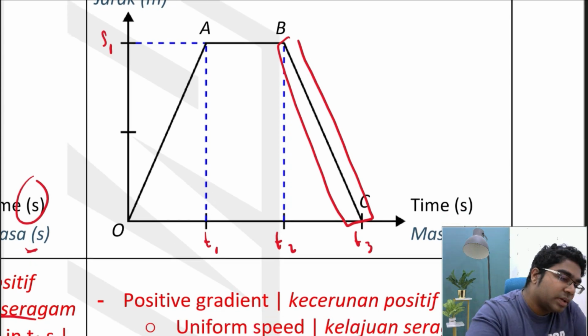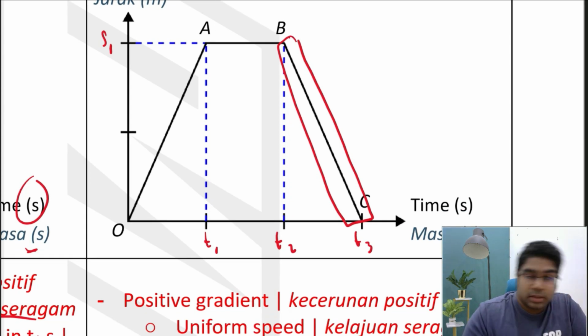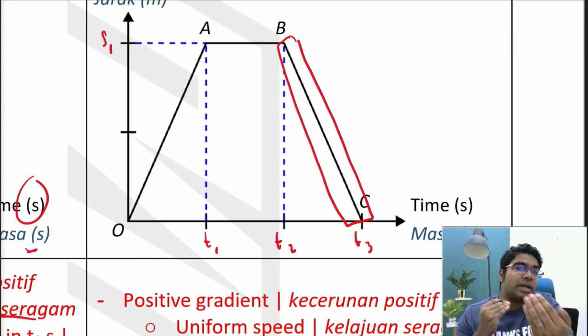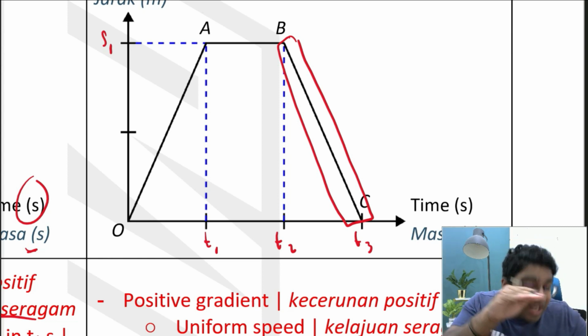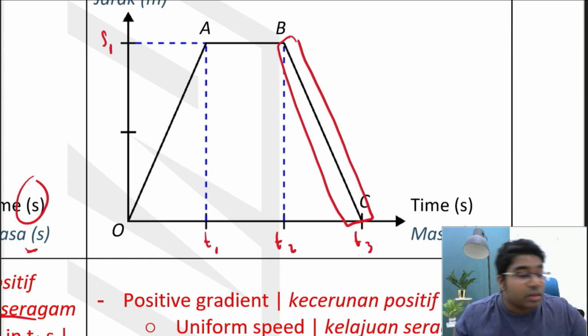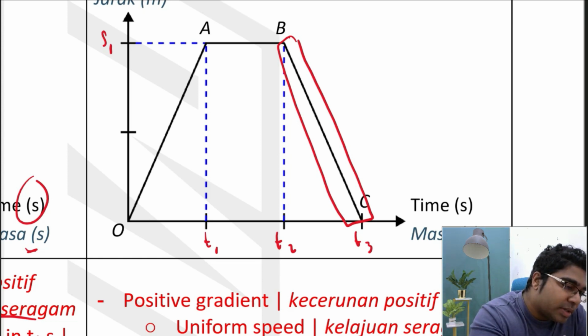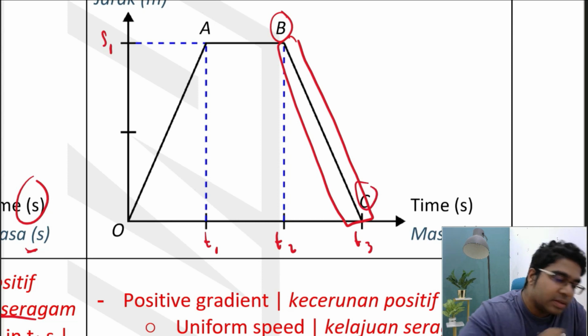So, maksudnya apa? Objek ini sedang balik ke tempat asal. Dia bergerak pada arah yang bertentangan. It's moving in the opposite direction. It's going back to the original place, or rather towards the original place, ke arah tempat asal. Okay? So, dari sini kita nampak dia pergi dari B ke C.